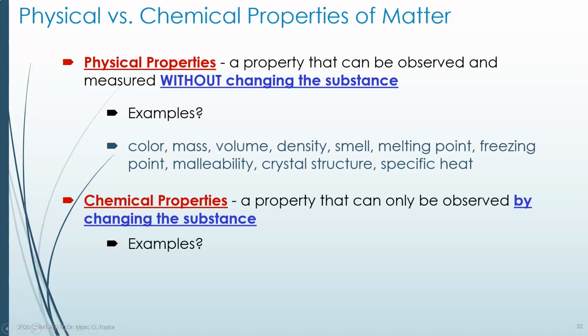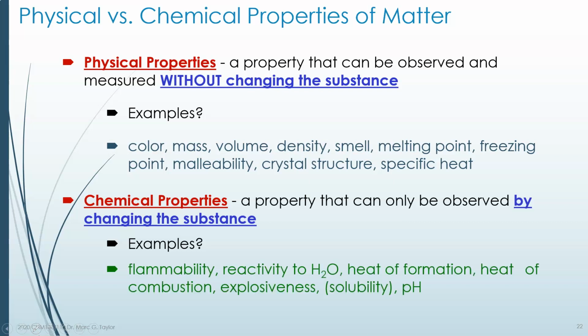Chemical properties are properties you can only observe by basically destroying that chemical, changing it into another chemical. So flammability, obviously we're setting it on fire, we're igniting it, it's reacting chemically with oxygen gas and producing new chemicals. If we were burning carbon compounds, we would produce carbon dioxide and water, totally different substances.